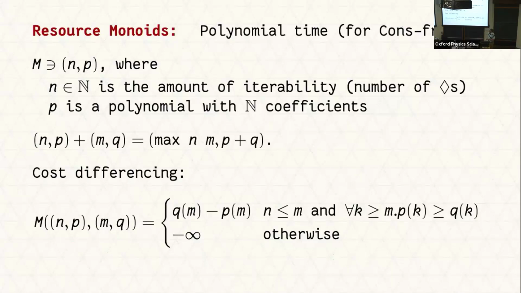And then for the cons-free system, all we have to do is change the plus here to a maximum. And that's what gives us the duplication behavior. Because now, for a natural number, the polynomial part is going to be 0. And when we duplicate, we just take the maximum over the two.